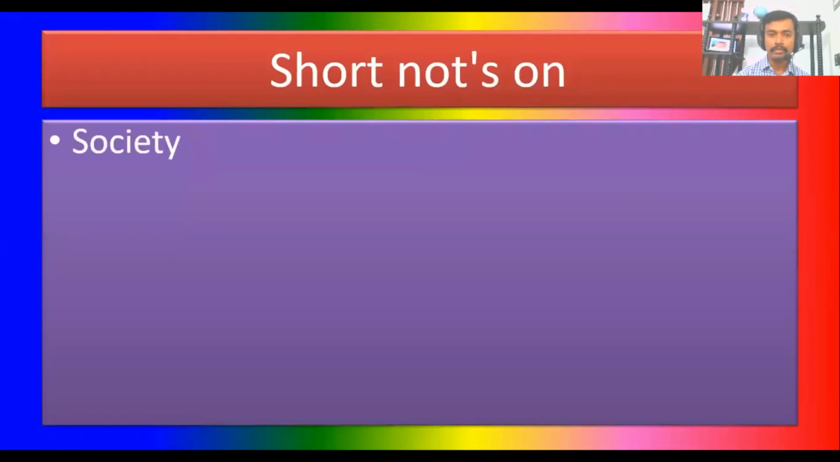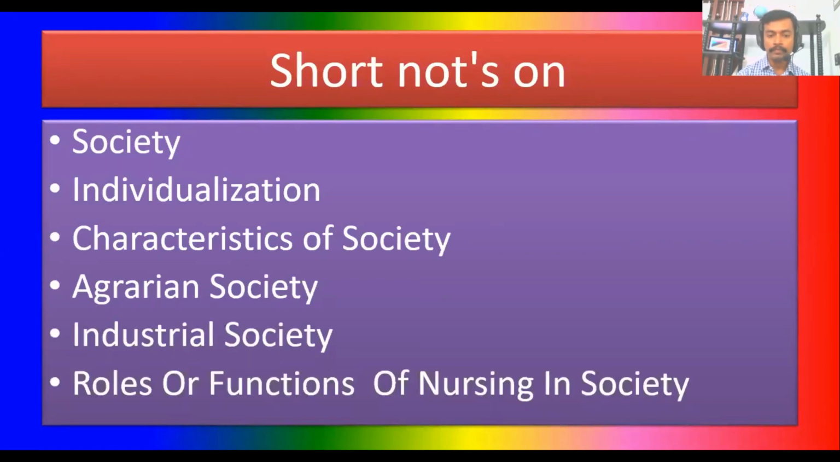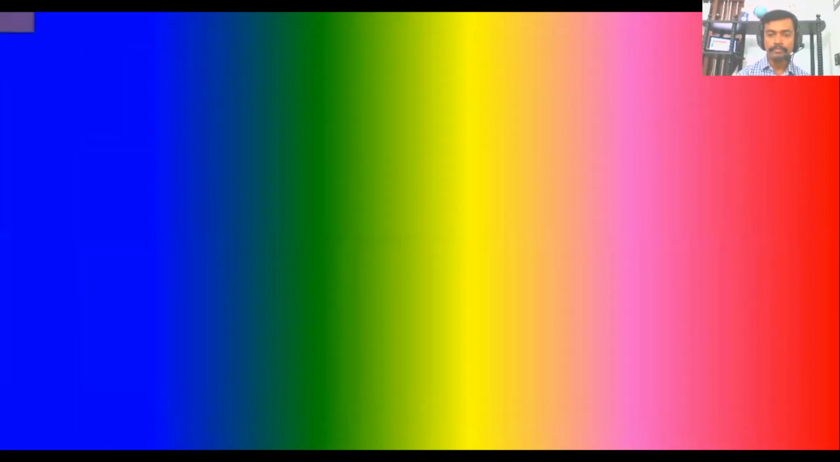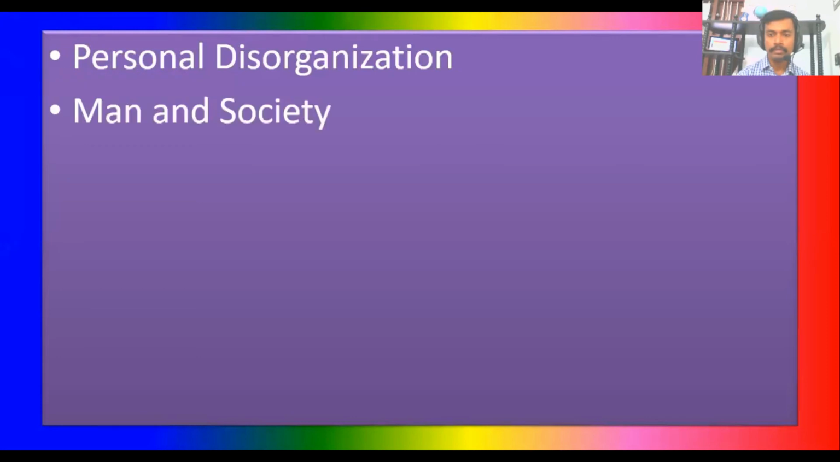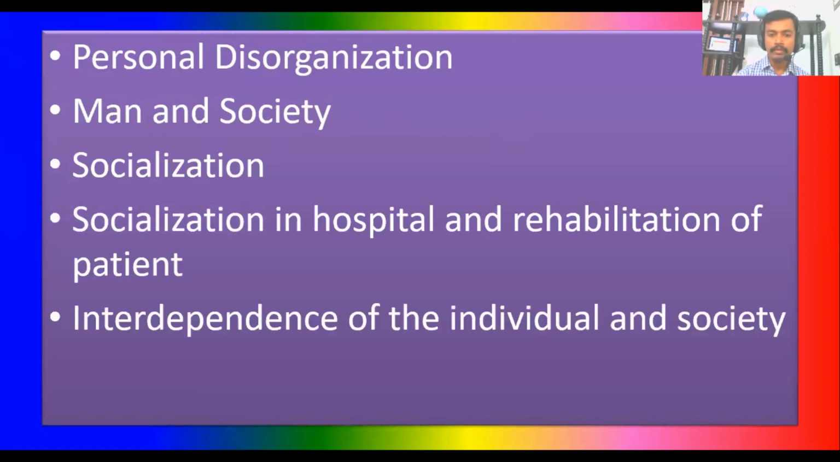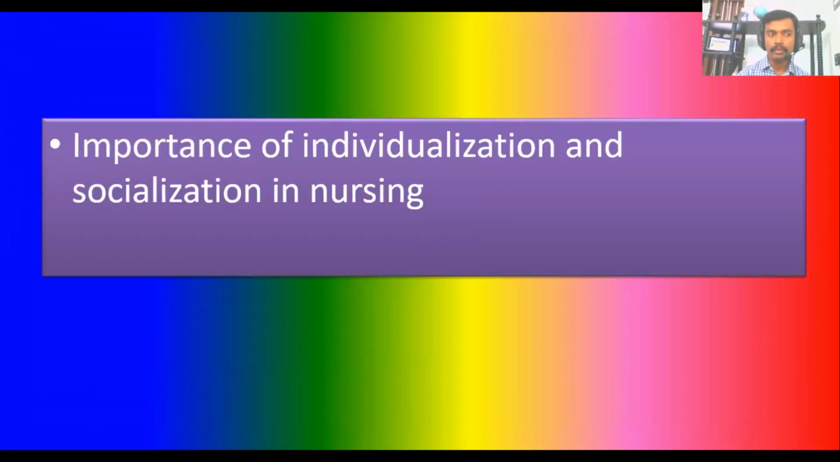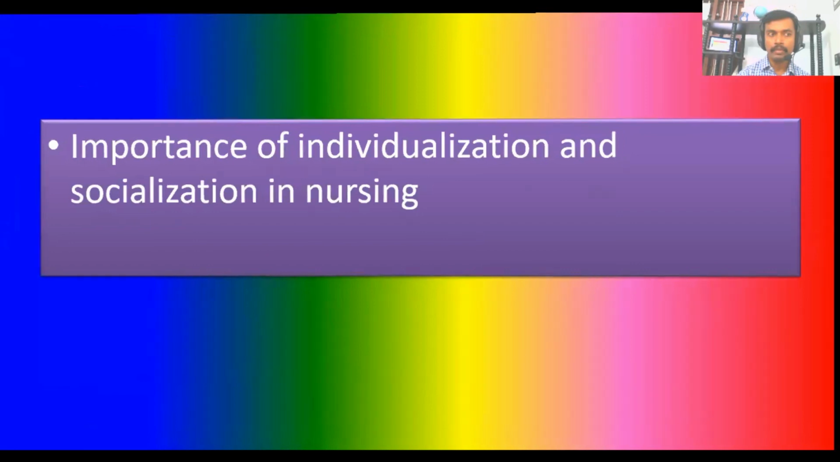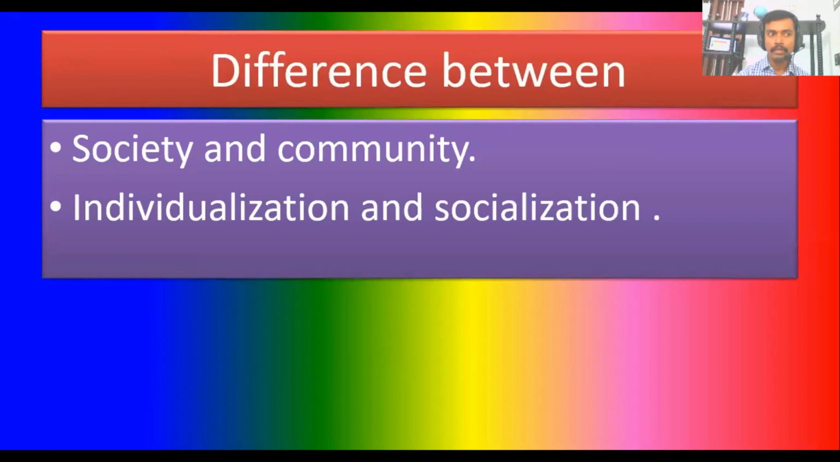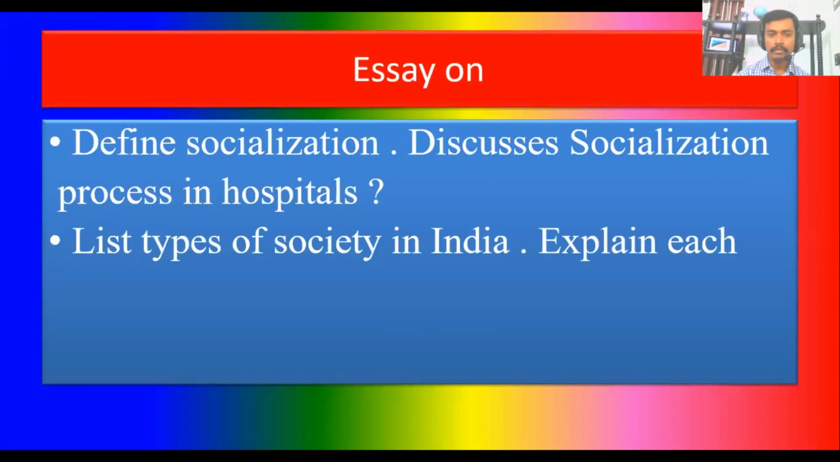Short notes on society, individualization, characteristics, agrarian society, industrial society, role and functions of nurses, personal disorganization, man and society, socialization, socialization in hospital, and rehabilitation, interdependence of individual and society, interaction of body, mind, and society, importance of individualization and socialization in nursing, difference between society, community, individualization, socialization. Essay: define socialization, causes, discuss socialization in hospitals.